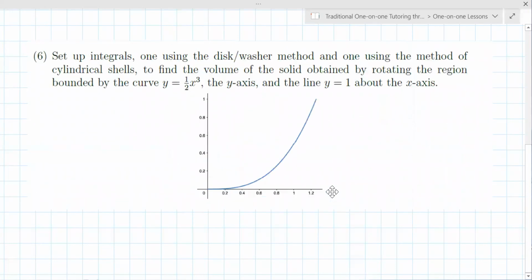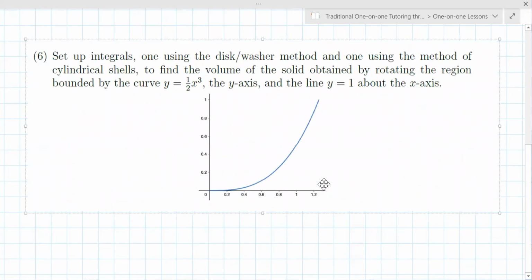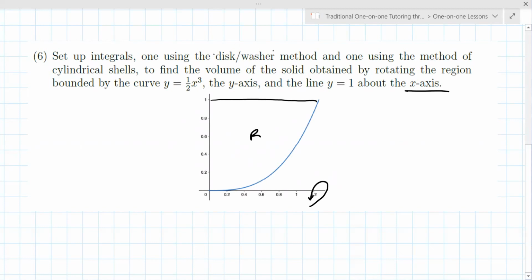Okay, set up integrals, one using disk washer method and one using cylindrical shells to find the volume of the solid obtained by rotating the region bounded by the curve, the y-axis, and the line y equals 1. So here's the line y equals 1 about the x-axis. That's very important there. So it's this region R. And I think the best way to start is the disk washer method.